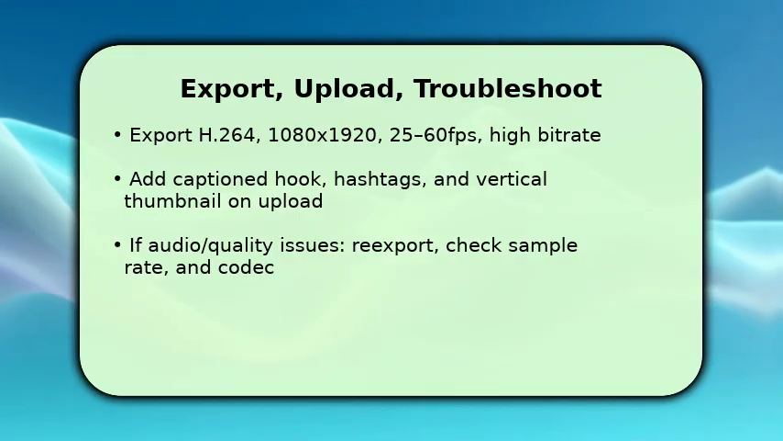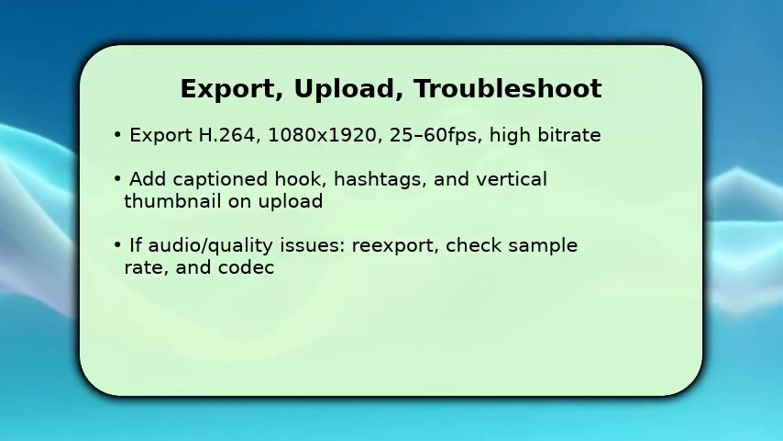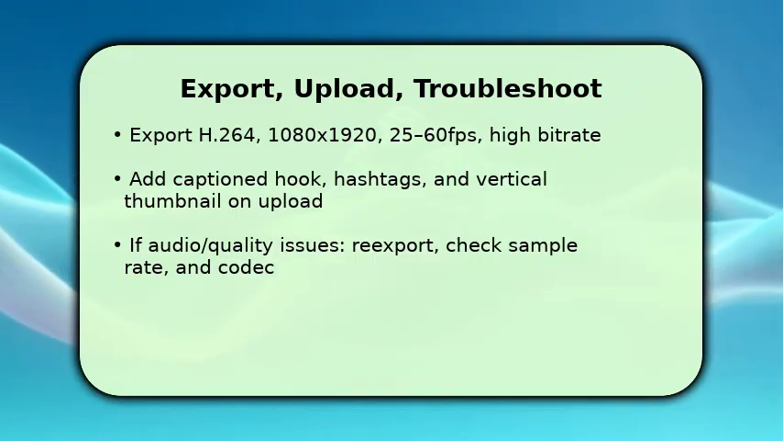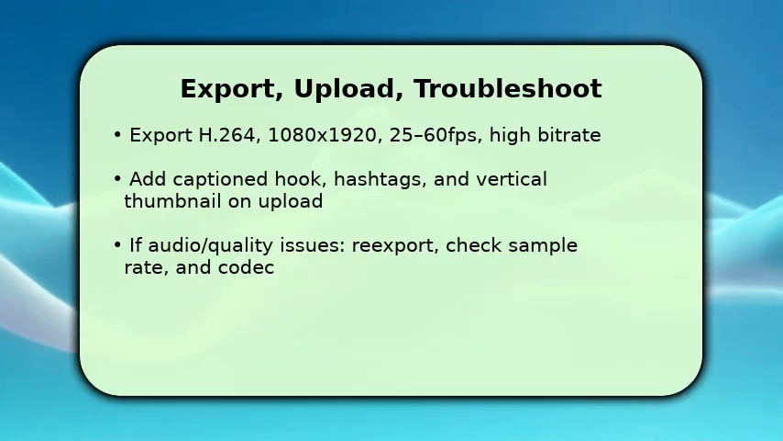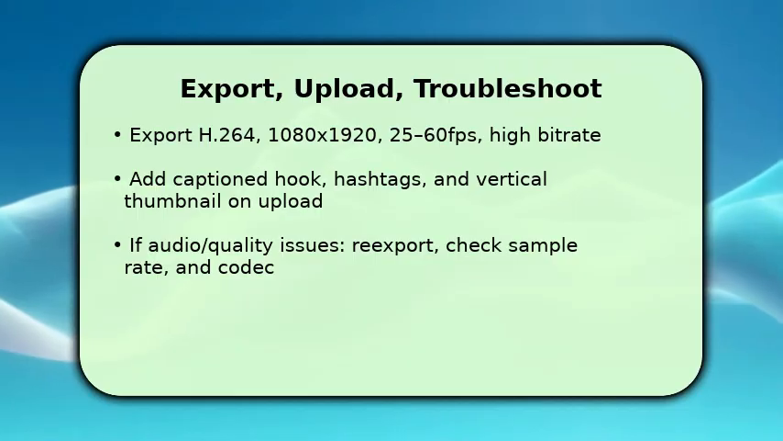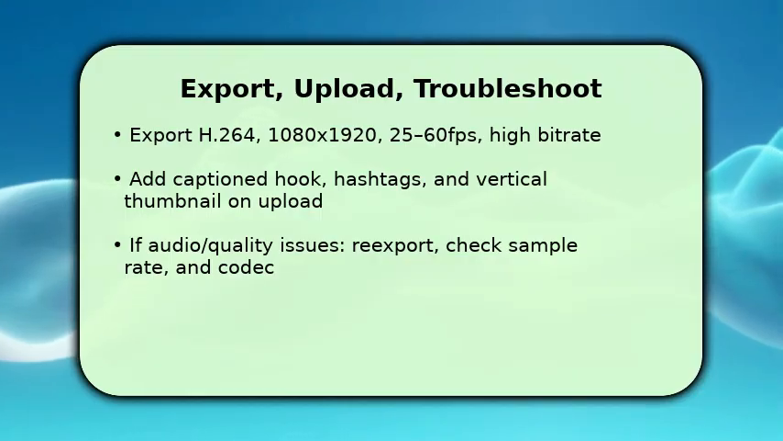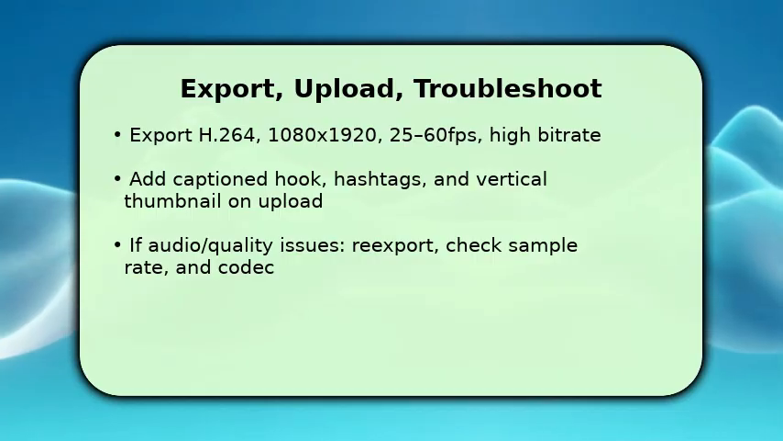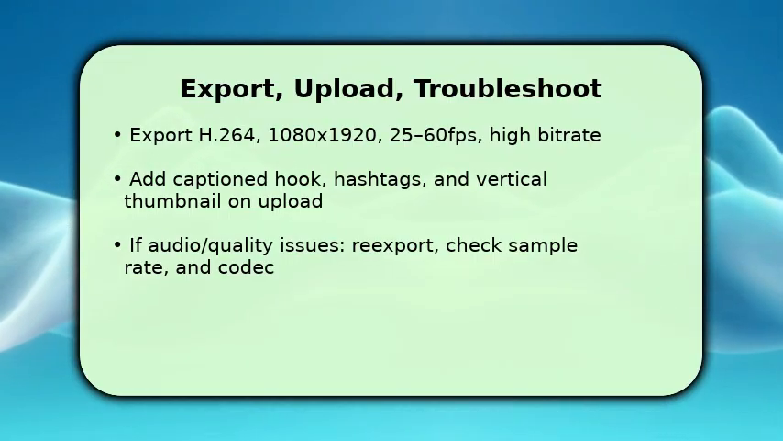When uploading, craft a short captioned hook, add relevant hashtags, and pick a vertical thumbnail frame. Those increase click-through. If you see audio pops or blurriness after upload, re-export from Capcut checking sample rate, 44.1 kHz or 48 kHz, and codec settings, then upload. Make sure YouTube hasn't auto-compressed an odd bitrate by previewing before publishing.